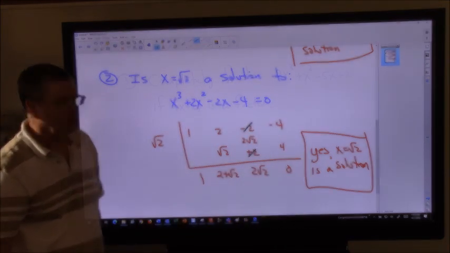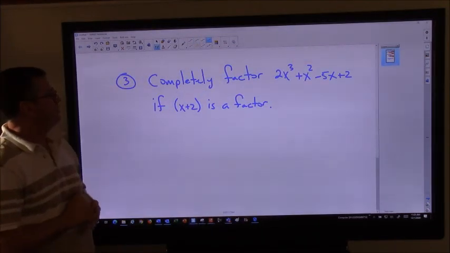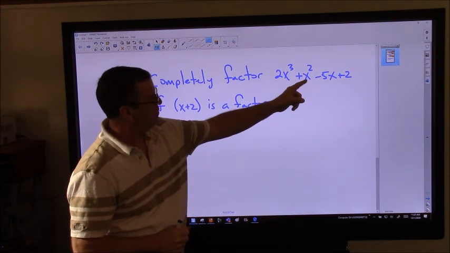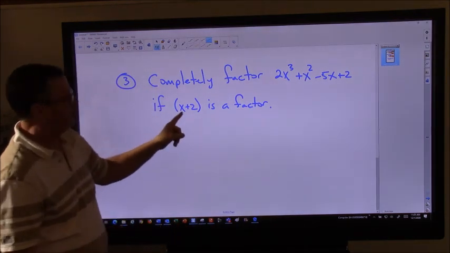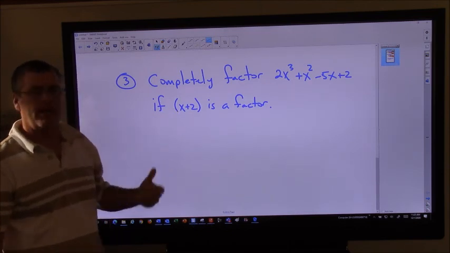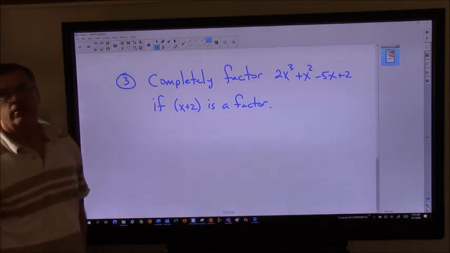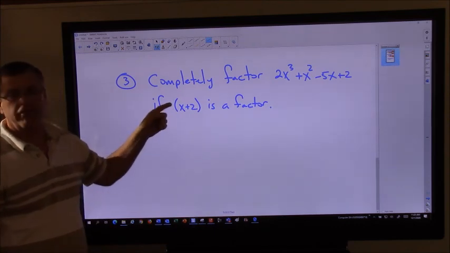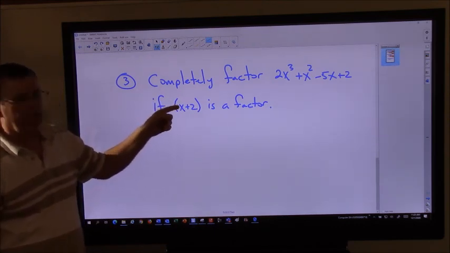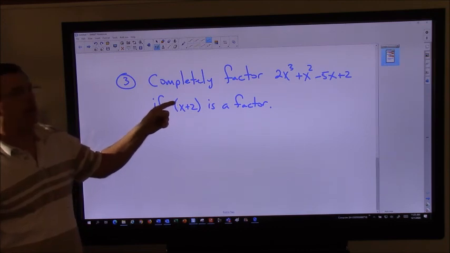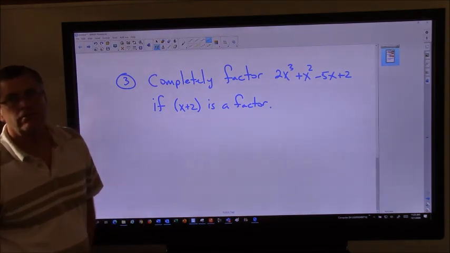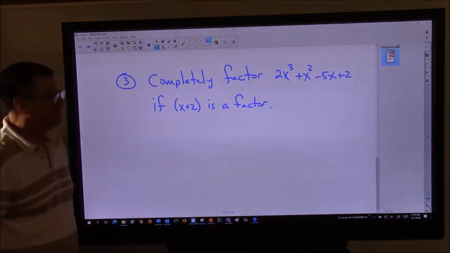Alright, let's try a different one. Alright, so this question, it says to completely factor this expression if x plus 2 is a factor. So they're giving us one of the factors to kind of help us out to get started. Later on, we're going to have to figure this out on our own. Okay, but for right now, they're saying, okay, here's one factor. Use it as a way to help factor this. Okay, you guys go ahead and try it.